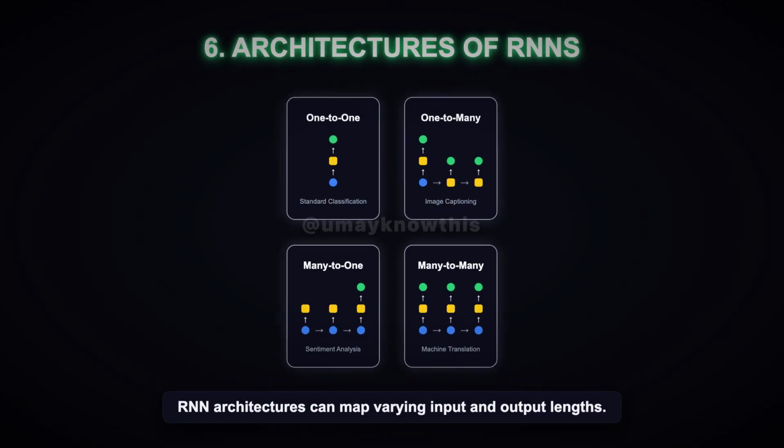RNNs are highly flexible and come in four main architectures. One-to-one for standard classification. One-to-many, useful for image captioning. Many-to-one, perfect for sentiment analysis of a sentence. And many-to-many, used in complex tasks like machine translation.